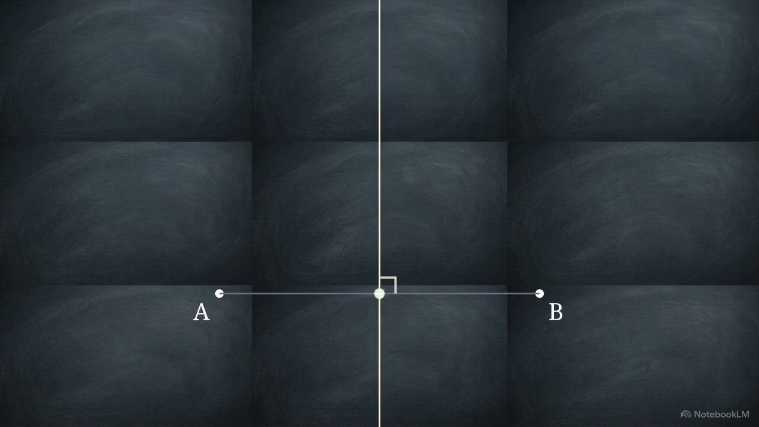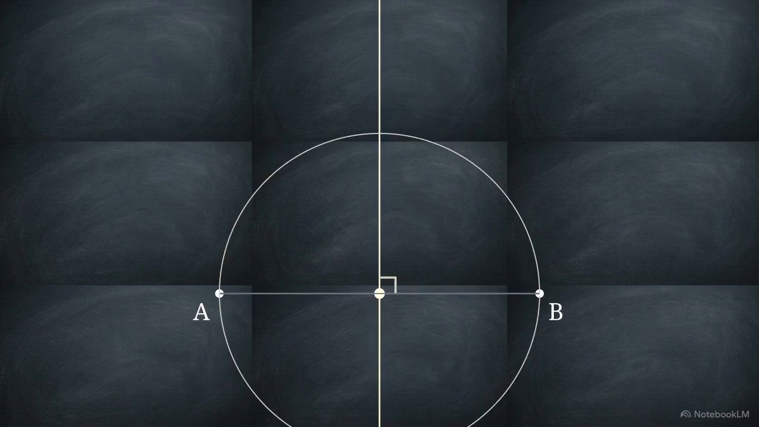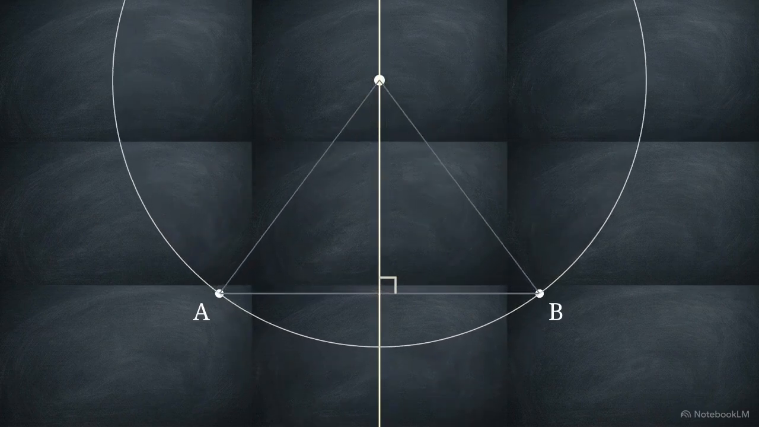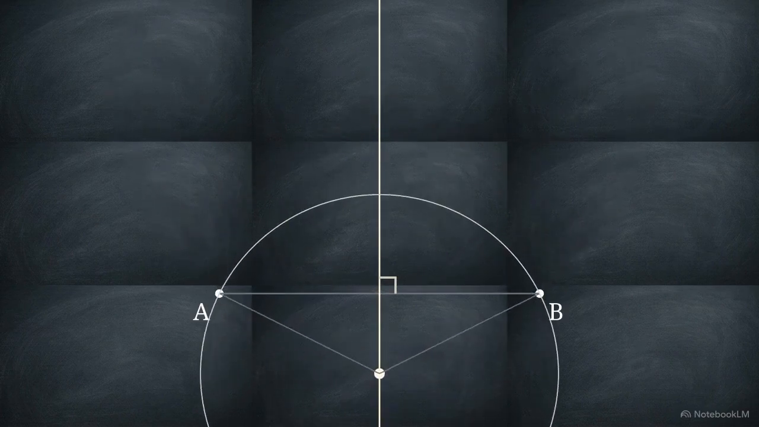We start with 2 points, A and B. We drop a perpendicular line bisecting the segment between them. This bisector is the locus of points equidistant from A and B. Placing a center anywhere here guarantees intersecting both coordinates.